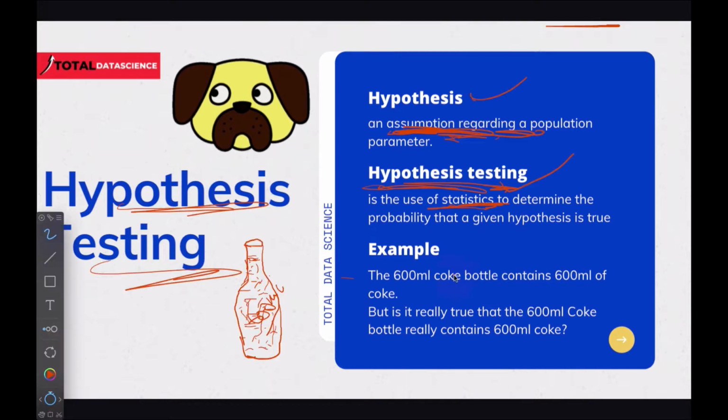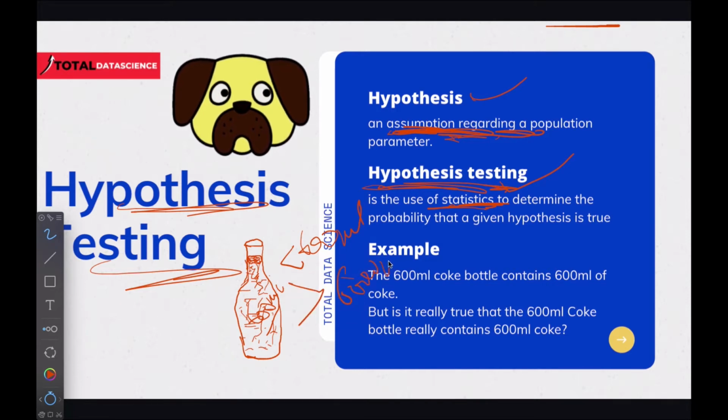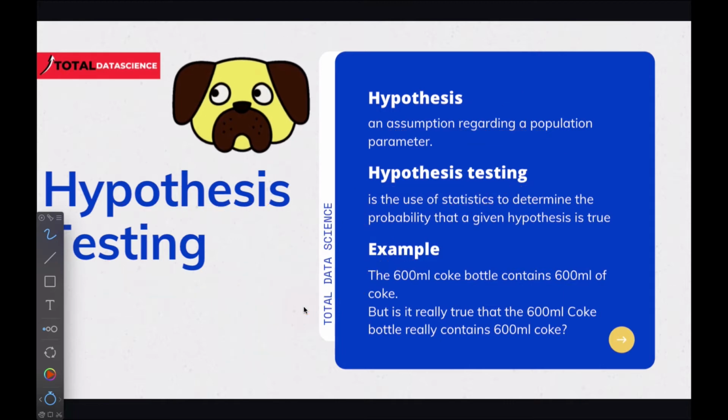So one can argue that the content in this bottle, which Coca-Cola proclaims contains 600 ml of Coke, is not 600 ml. It could be less than 600 ml, or it could be greater than 600 ml. We can actually argue that the content is not actually 600 ml as they claim it to be.